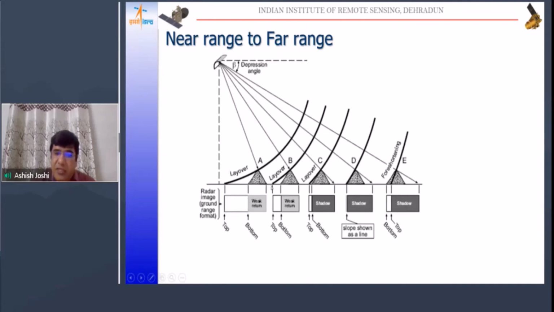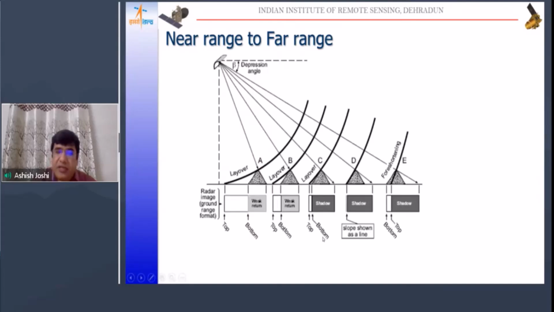This process goes to a decreasing trend as we go from the near range to the far range. We can see that layover will decrease, and here also it is decreasing. After reaching the far range, it is converting to foreshortening. Now the bottom and top are returned in the same order, but with a compressed length. So this is called foreshortening.